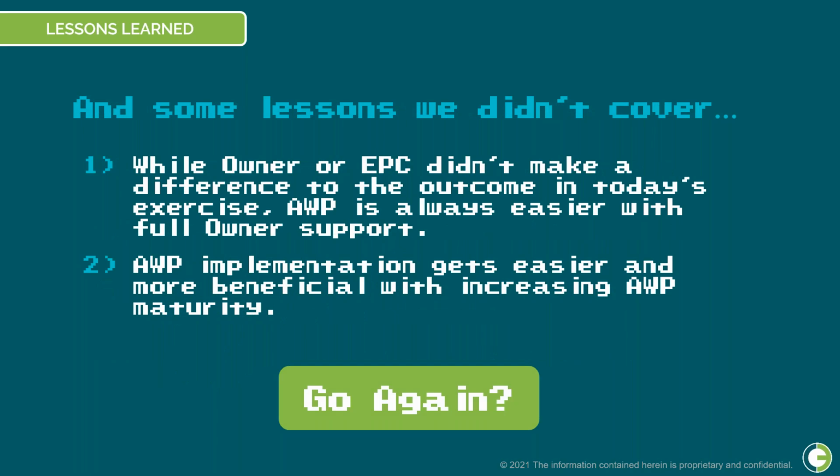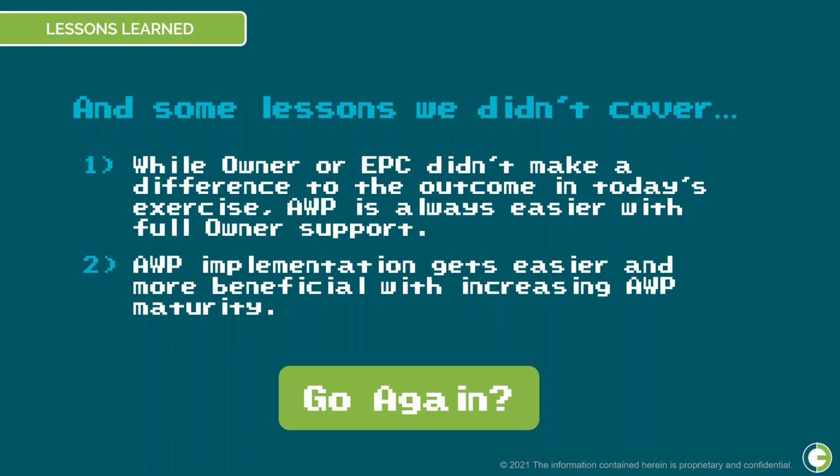Some of the things we didn't cover today, but are very important to remember: whether you were the owner or EPC didn't make a difference. The first question we asked you, are you the owner or the EPC, didn't affect the outcome of where we're going today, simply because those people are furthest upstream and get to have the greatest influence over the project. That being said, AWP is always easier with owner support. If the owner's bought into it, it's going to be much simpler to achieve. If you're fighting the owner the whole way, or if the owner isn't invested in it, it's going to be harder to make it a success.